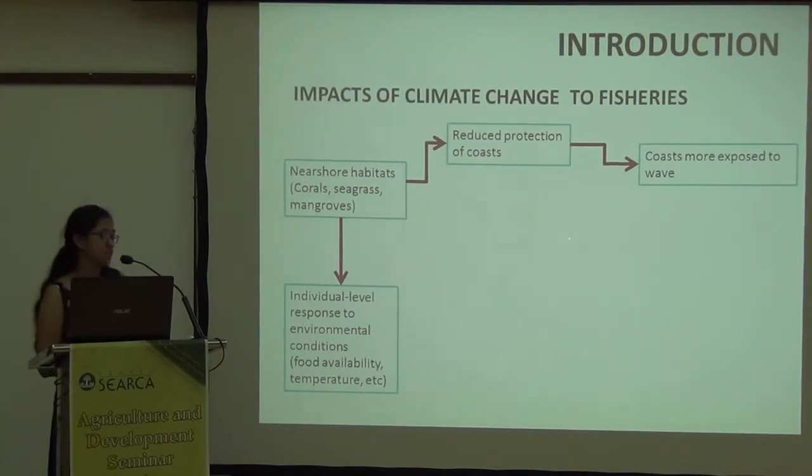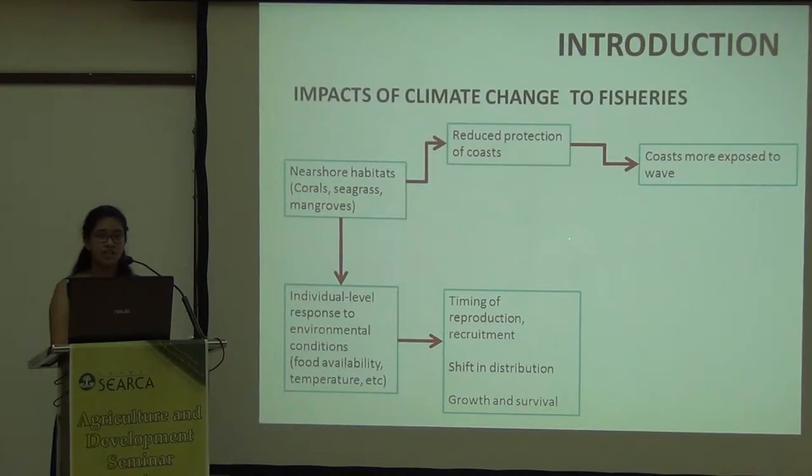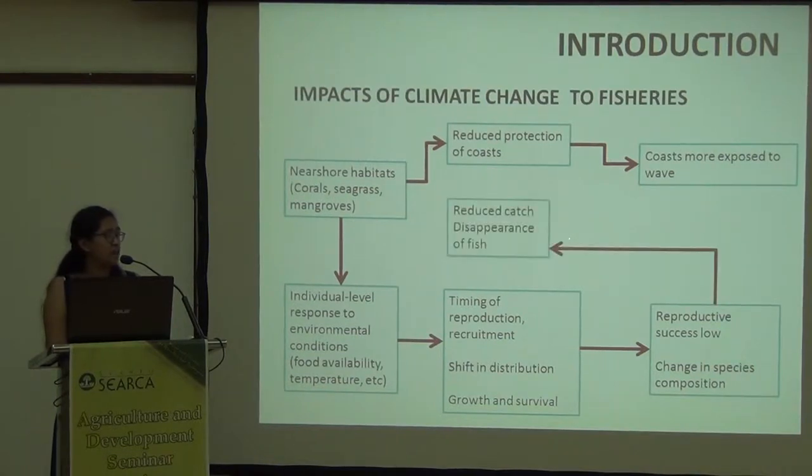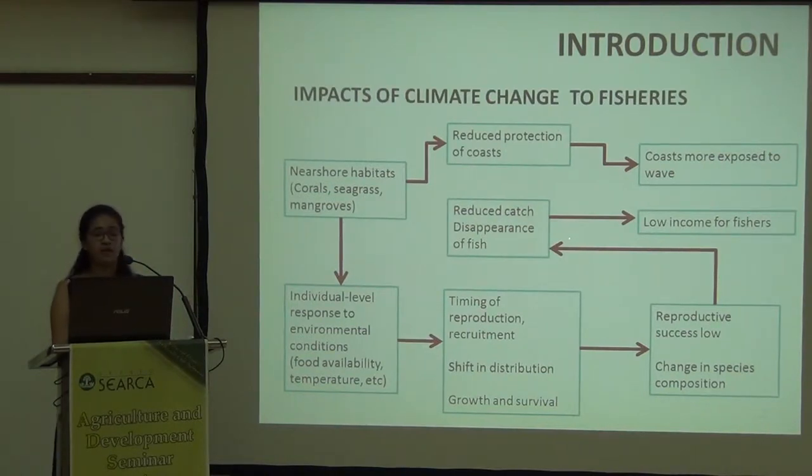And also, as mentioned earlier, in the individual responses to environmental conditions, the timing of reproduction and recruitment, and also the shift in distribution and the growth and survival of the species living in the marine system, this has implications on their reproductive success and the composition, which will in turn translate, from the perspective of the people, to a reduction in catch, and worse could be the disappearance of these species. So this reduction in catch would translate to low income for our fishers.